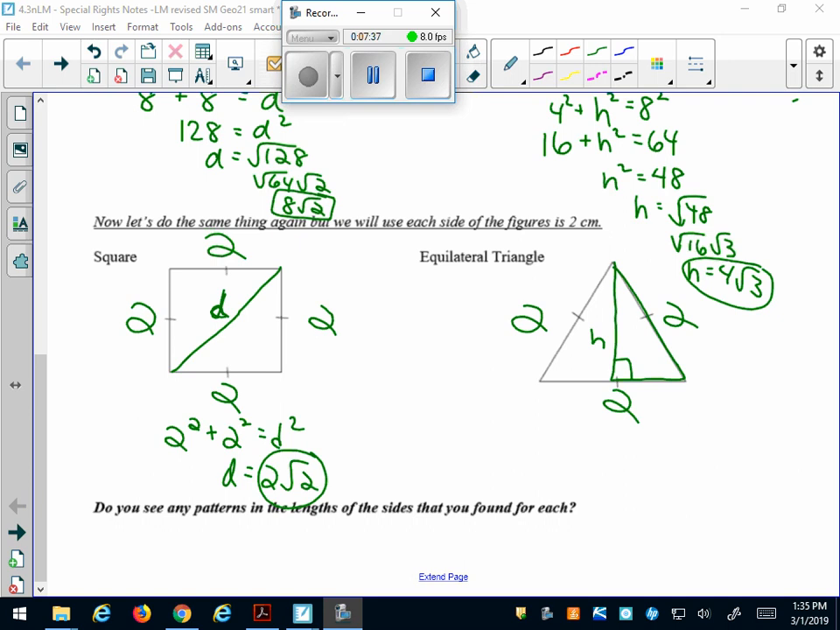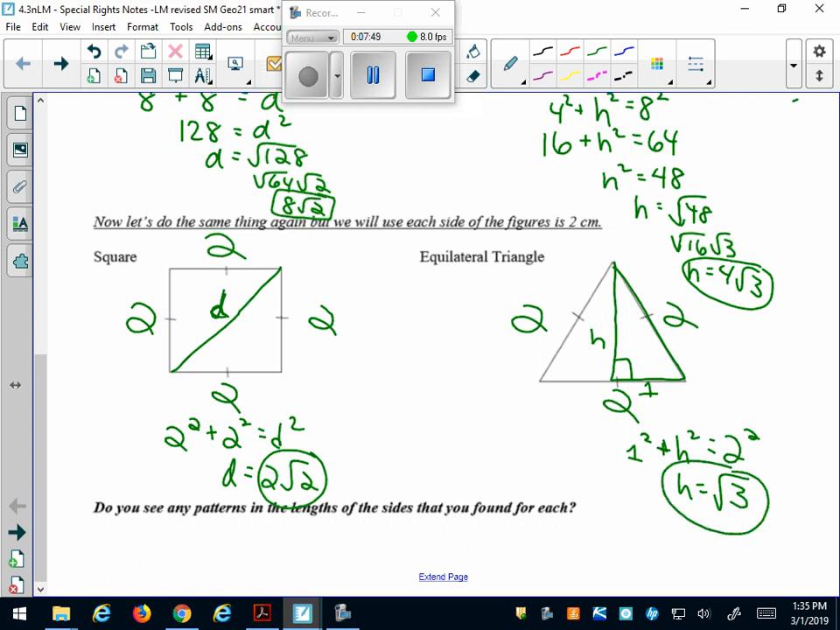Over here, we've got this side is 1. 1 squared plus h squared equals 2 squared. What does h turn out to be? Root 3. Or you could think of it as 1 times the square root of 3.